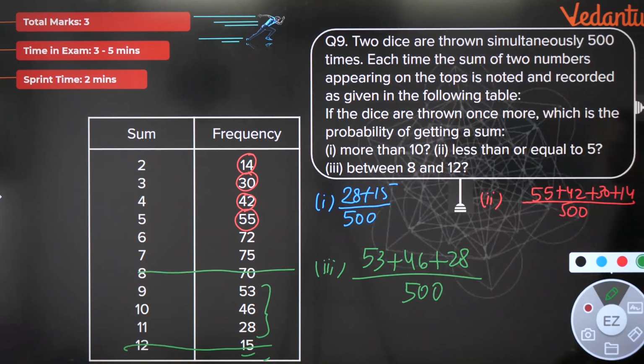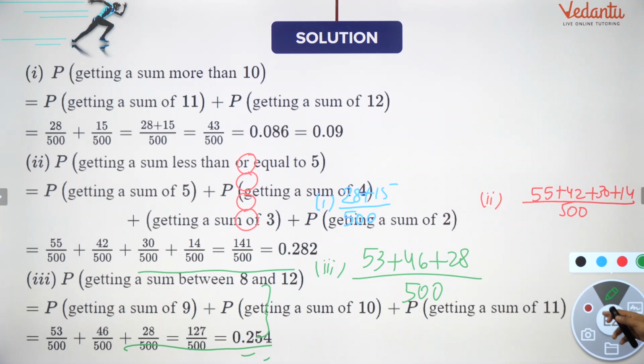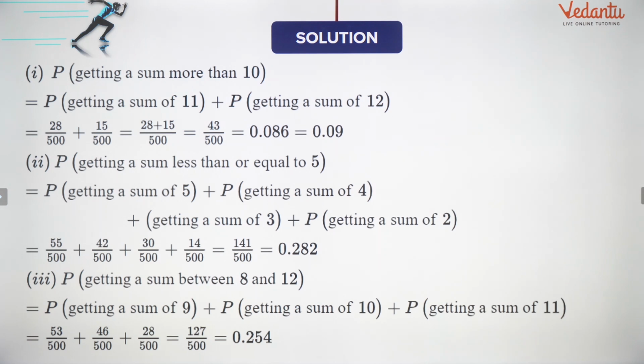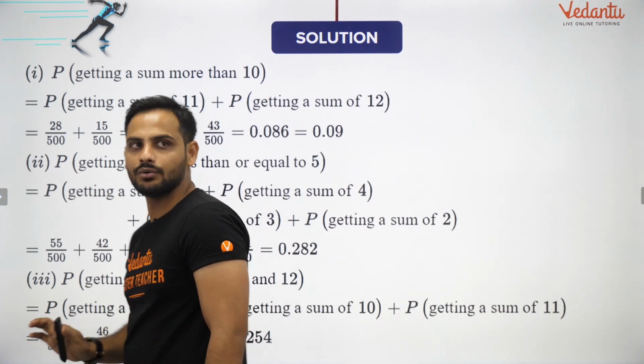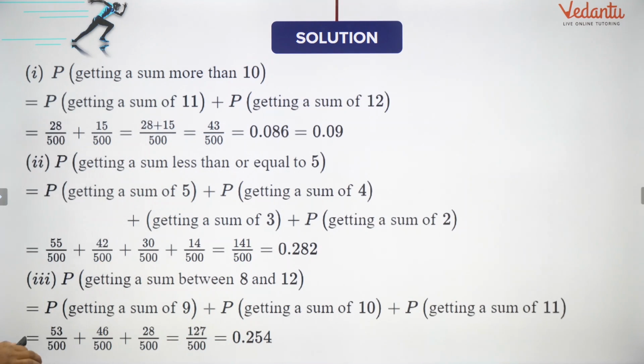These are your probabilities. So same way you will be getting the answer. First one will be 43 by 500, next one will be 141 by 500 and third one will be 127 by 500. No need to convert into decimal form in the examination, no need to do that. Okay, it's not needed.